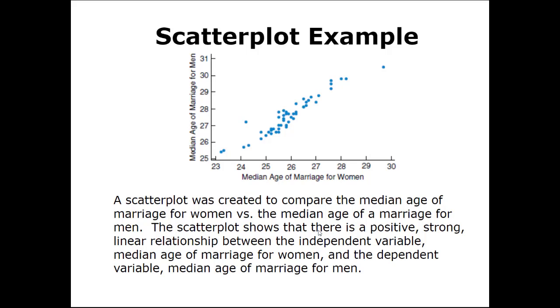Okay, so the first sentence just has what the scatterplot is trying to compare. The scatterplot shows that there is a positive, strong, linear relationship between the independent variable median age of marriage for women and the dependent variable median age of marriage for men. So here we have the trend, the strength, and the shape. Okay? These don't have to go in any particular order. Whatever you prefer and makes sense for your sentence is how you should proceed.